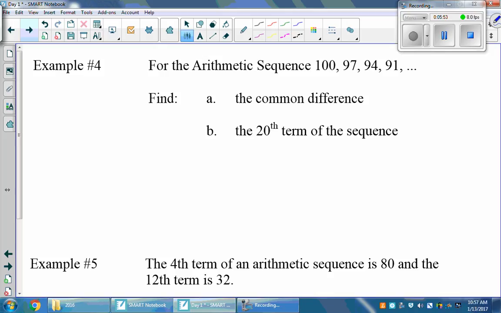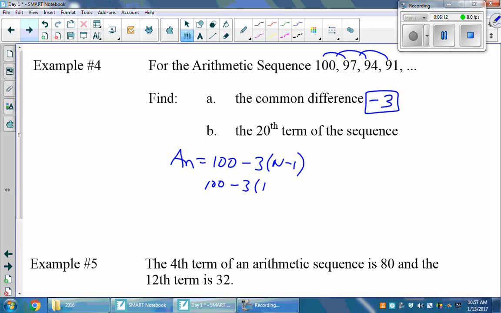All right. Arithmetic sequence: 100, 97, 94. Common difference, your D. What do we do? Negative 3. 20th term. So we write it. A of n: 100 minus 3 times n minus 1. Plug in 20. 20 minus 1 is 19. 3 times 19 is 57. So 100 minus 57 is 43.